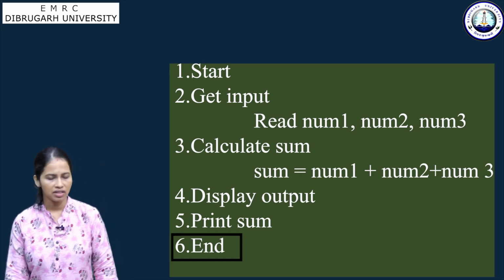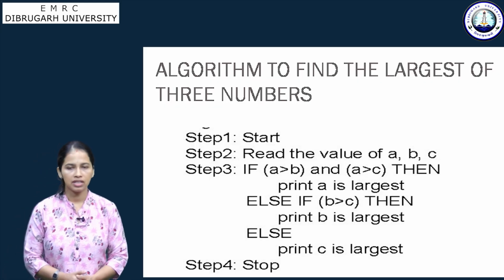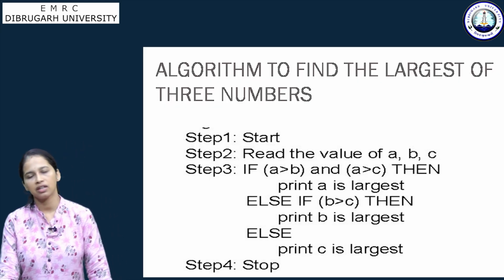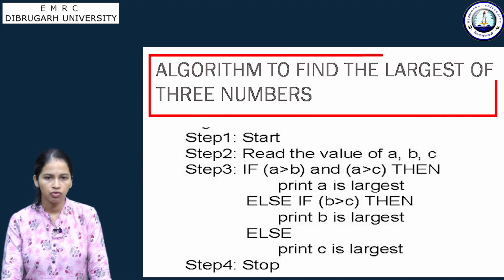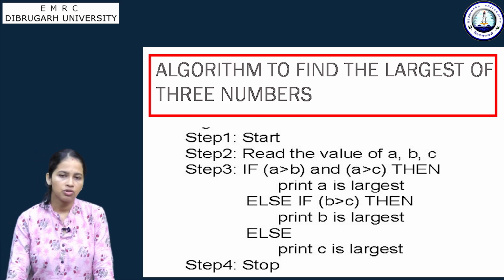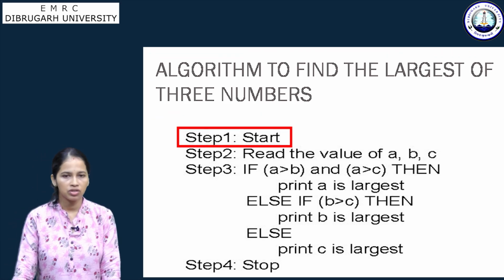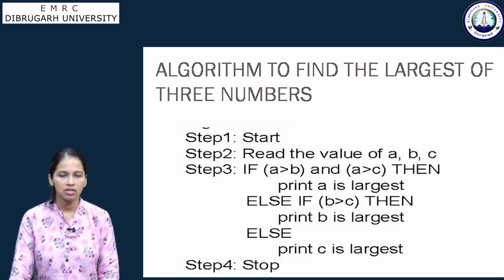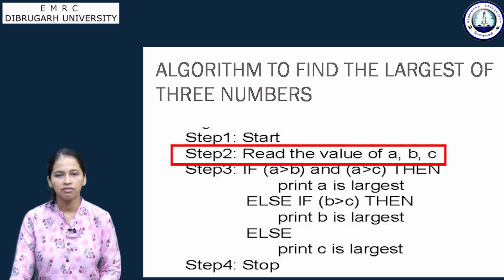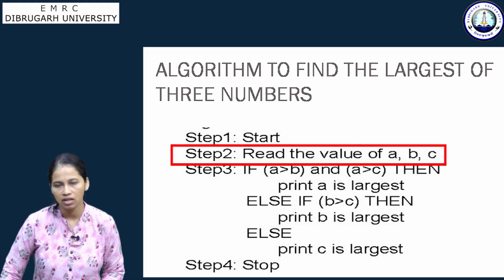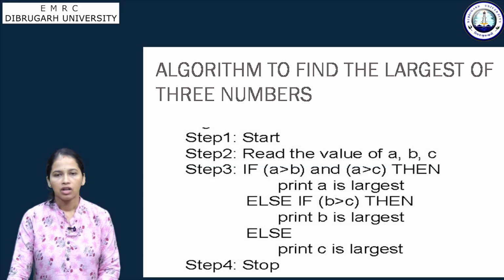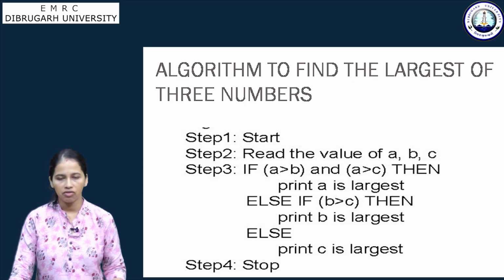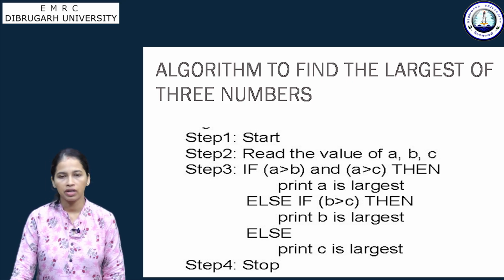Let us take another example. In this example we have taken the problem of finding the largest of 3 numbers in an algorithmic procedure. So, step number 1 is to start the algorithm. Since it is the largest of 3 numbers, here also we have to read the values of the variables A, B, C in step number 2. Since we are going to compare them, we have to use the if else operator.